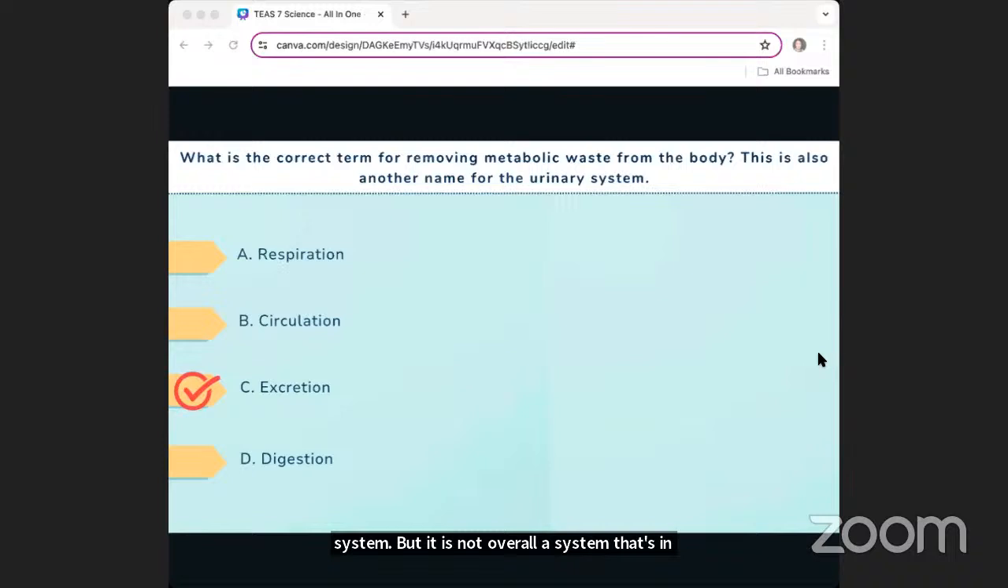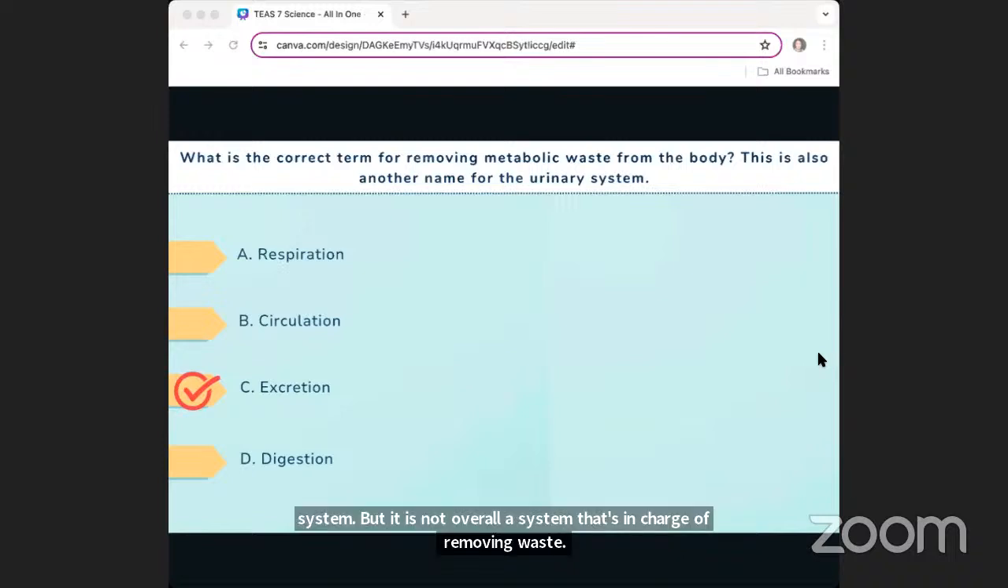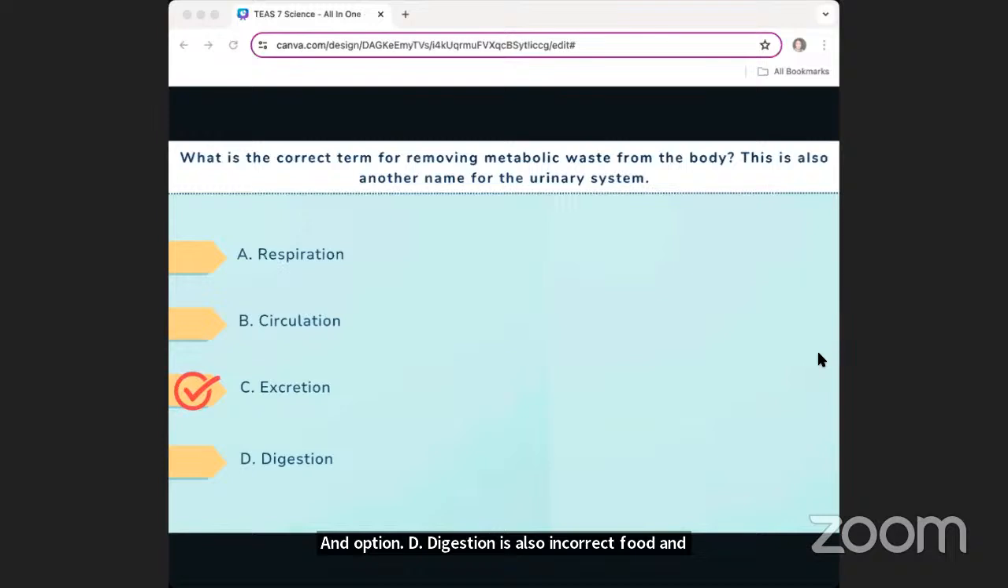And option D, digestion, is also incorrect. Digestion breaks down food and drink, but it is not in charge of removing all forms of metabolic waste. It will remove food particle waste, but remember with the urinary system, we're talking about waste like urea, for example, some metabolic waste, urea, carbon dioxide, creatine. These are all things that are byproducts of cellular processes, and this is what's excreted from your urinary system.